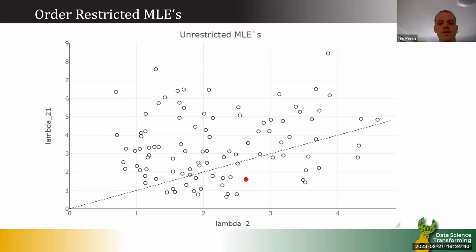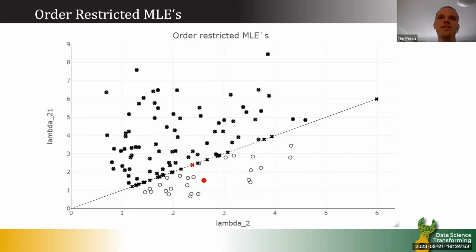Okay, so what we just proposed in this case is to calculate the order restricted MLEs instead. And if we do that, then what we will notice firstly is that every time the unrestricted MLEs adhere to the order restriction, they will just coincide with the order restricted MLEs. And every time they don't, the corresponding order restricted MLEs are simply an orthogonal projection onto that dotted line.